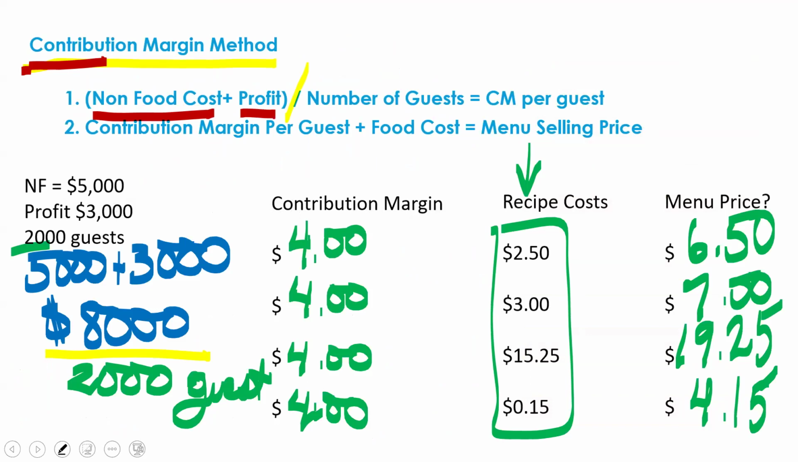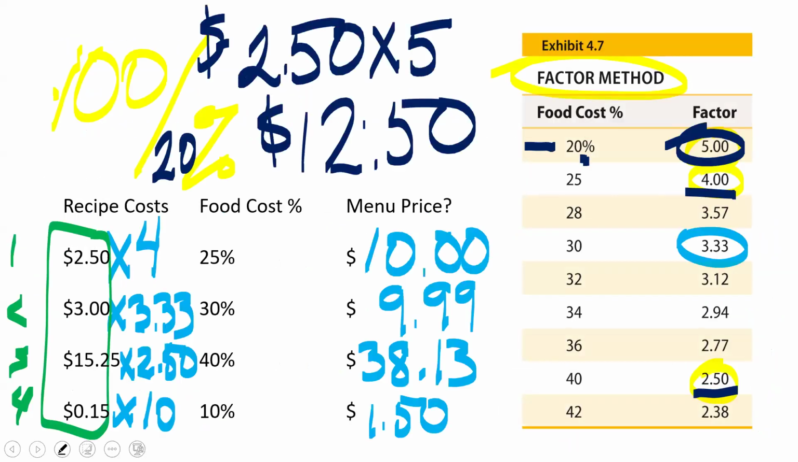Number 4 is probably a beverage, okay? Cost me 15 cents to make an iced tea. Am I going to get away with selling it for $4.15? Probably not, unless it's the most amazing iced tea in the whole wide world, right? I mean, right now, today, you go on a menu in a restaurant, it's between $2.50 and $3 for an iced tea, okay? But can we get more than $1.50 for it?